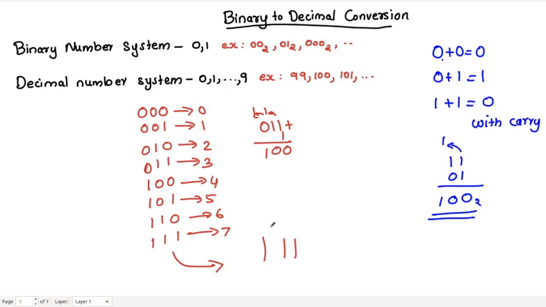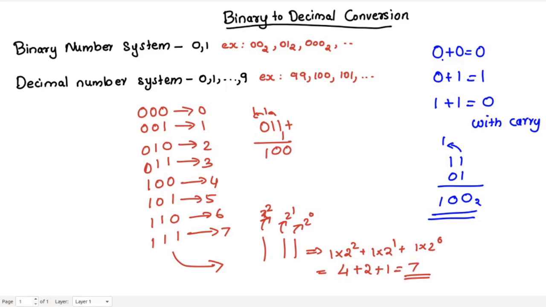If you convert 111 to decimal, you can see the indices are 2 raised to 0, 2 raised to 1 and 2 raised to 2. So it is 1 into 2 raised to 2 plus 1 into 2 raised to 1 plus 1 into 2 raised to 0. We need to start from the leftmost bit. So 4 plus 2 plus 1, that is 7. The binary number 111 is equivalent to 7.